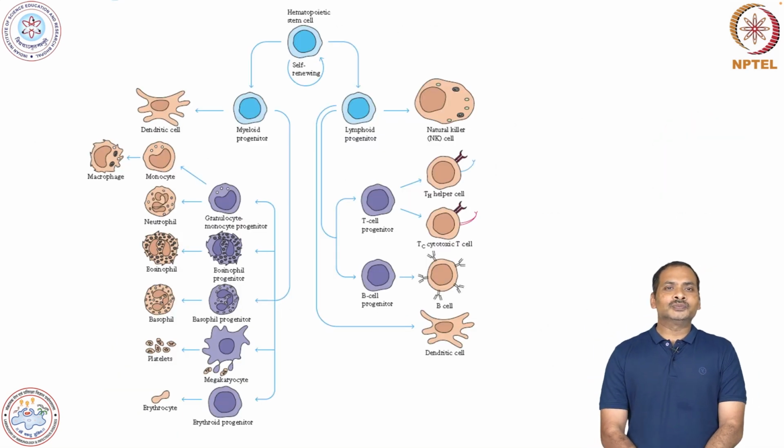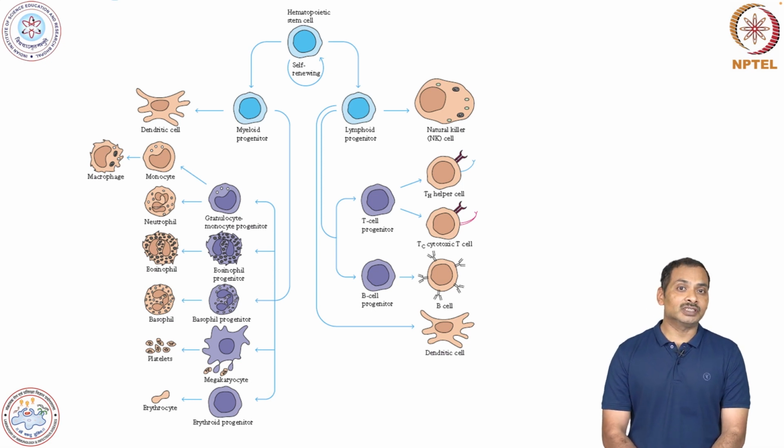Okay. So how do these blood cells arise? There is a common cell which makes these blood cells, that is the hematopoietic stem cell.